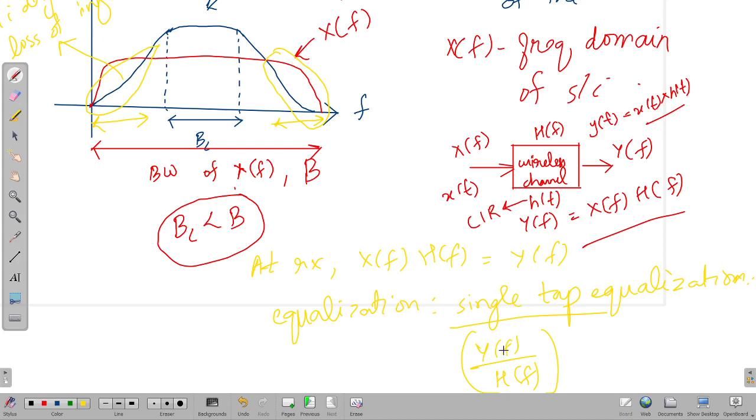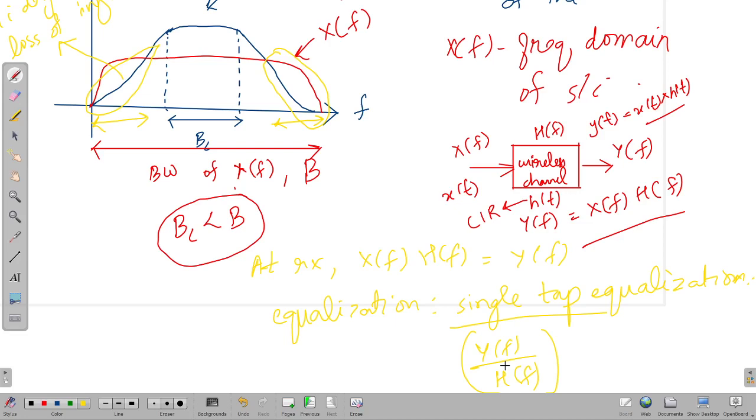So you cannot divide y of f by a single value of h of f and get back the original signal. So single tap equalization is not so effective in this case, where you have a channel with a coherence bandwidth that is less than the signal bandwidth. You cannot equalize with a single value of frequency response here, because different frequencies of the signal are getting multiplied with different values of frequency response of the channel. So single tap equalization is not effective in this case, and you are going to lose some amount of information, right?